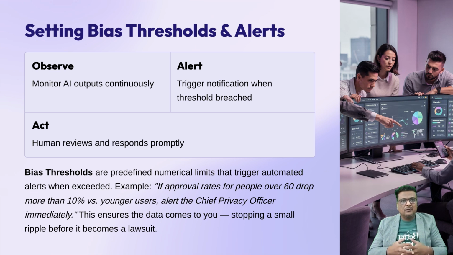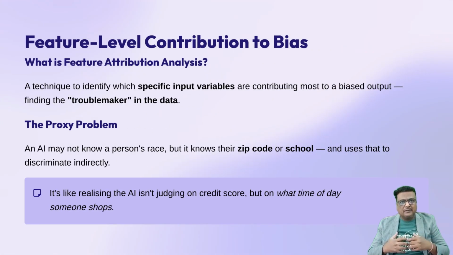But even with alarms going off, you need to know exactly which part of the AI is causing the problem. When the alarm rings, we have to perform feature attribution analysis, which is a technique used to identify which specific input variables are contributing most to a biased output. In simple words, we are looking for the troublemaker in the data.